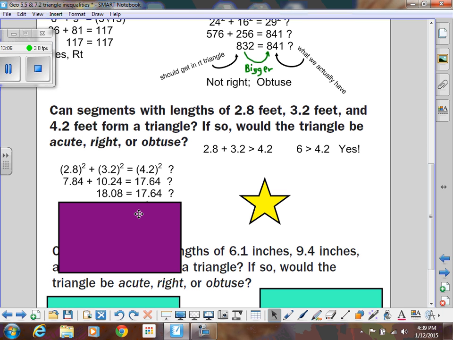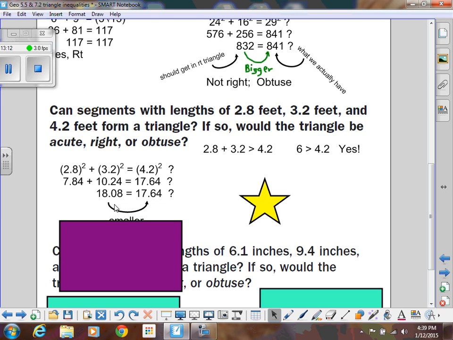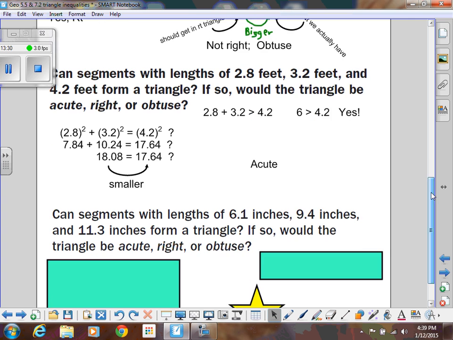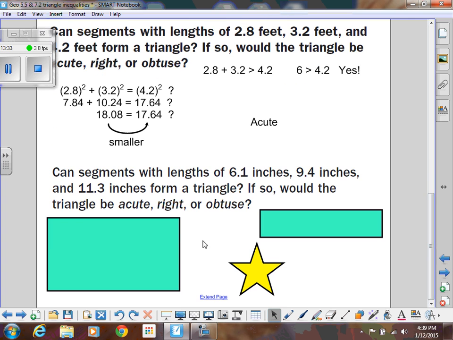But now, is it acute or is it obtuse? So let's figure this out. This is what it should have been if it was right, 18.08. And we actually have 17.64. So to get from the right triangle value to what we actually have, it's getting smaller. So yeah, that angle is getting smaller, so that means we have an acute triangle. All right, one more, just to get the hang of this. So again, same question, can these make up a triangle? And then if so, what do we label it? What kind of triangle is it?